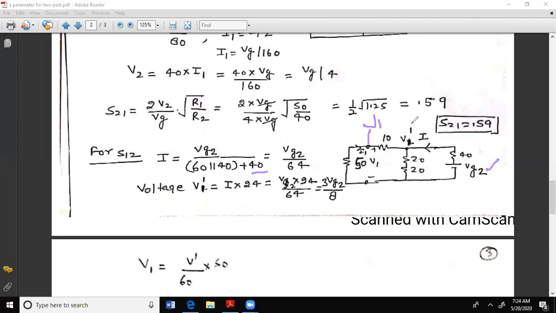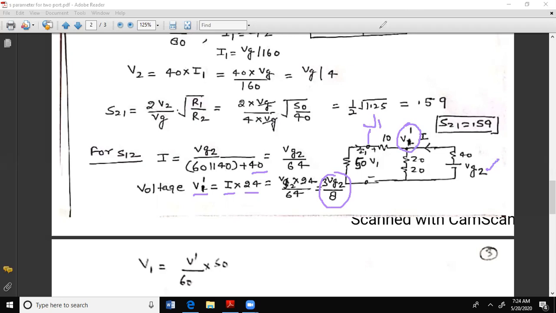So first we are calculating this voltage V1 dash. Here the equivalent impedance is 40 parallel with this 60, so this parallel combination is 24. So my voltage V1 dash is equivalent to I into 24, because the impedance seen at this terminal is 24. So the current I is Vg2 by 64 and the impedance value is 24. So this is equivalent to 3 Vg2 by 8.